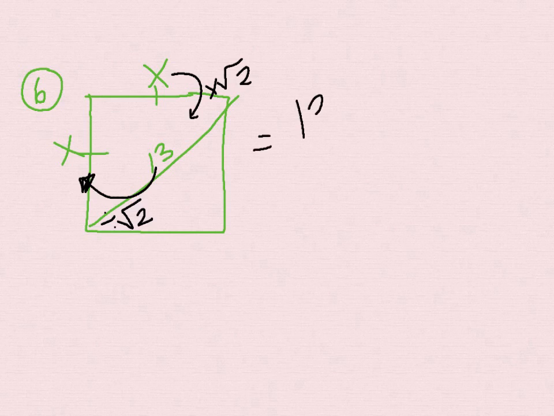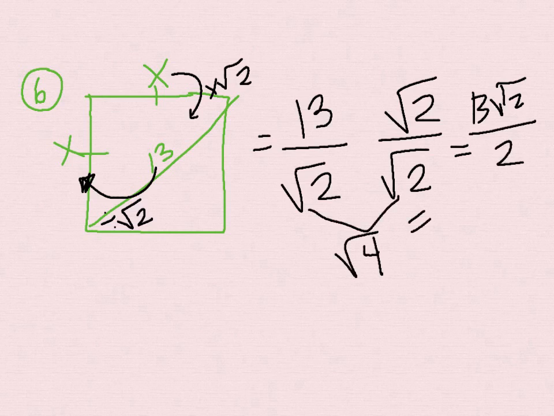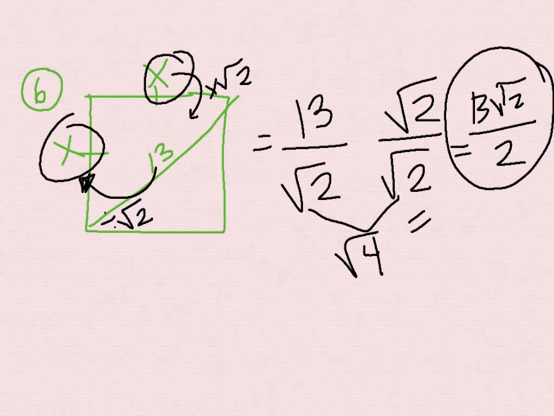So it would be 13 divided by the square root of 2. And remember, in our rules that we learned, you can't have a radical on the bottom. So we'll have to multiply by itself in order to get rid of it. So I'll multiply by the square root of 2 on the top and the bottom, which will give me 13 square root of 2 over 2, since the square root of 2 times the square root of 2 gives me the square root of 4, which is just 2. So there's our answer for the leg. And each of the legs are the same because they're equal on both sides.